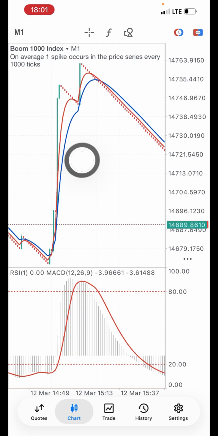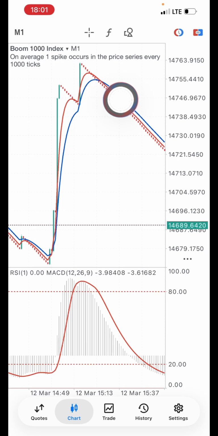All right, now we are looking for a sell signal here. Currently this example is for a sell signal. So you wait for the red line here to cross below the blue line on the main chart. Immediately you see that it has successfully crossed below the blue line on the main chart. That's a signal for you to take a sell, right?